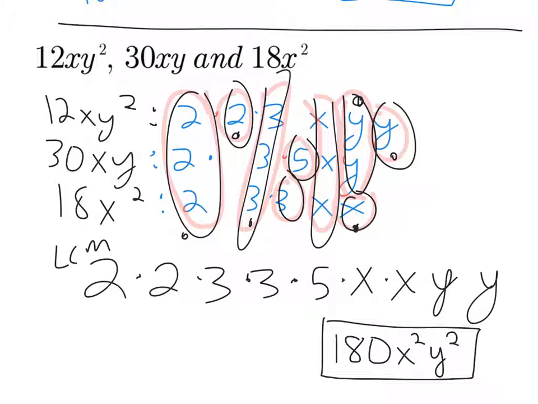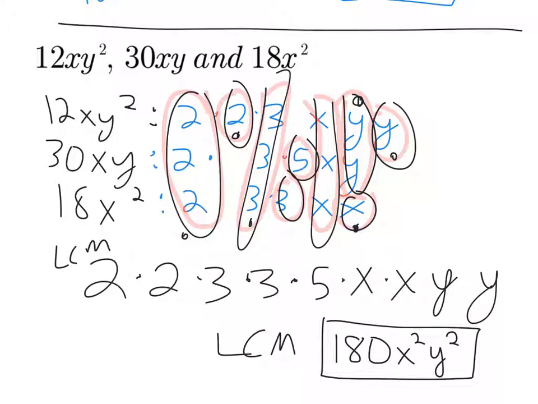So hopefully, after you multiplied 2 and 2 and 3 and 3 and 5 together, you got 180. And then you put the x's together to get x squared and the y's together to get y squared. So your LCM is 180x squared y squared. And that's an example with 3.